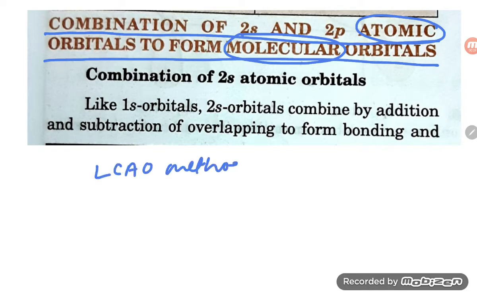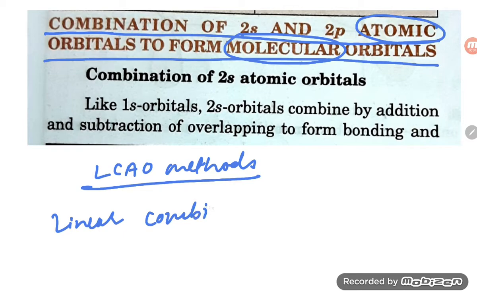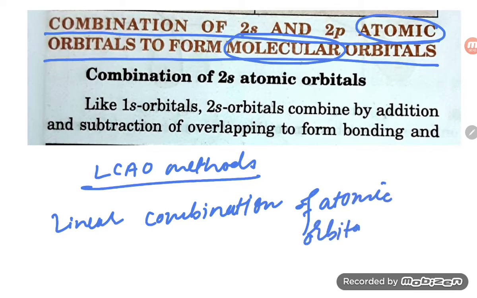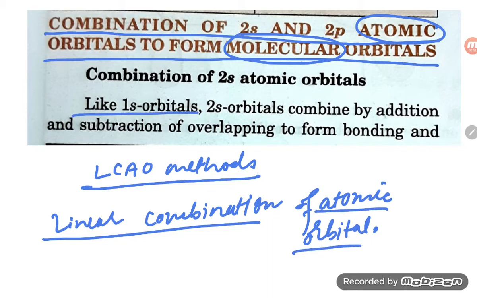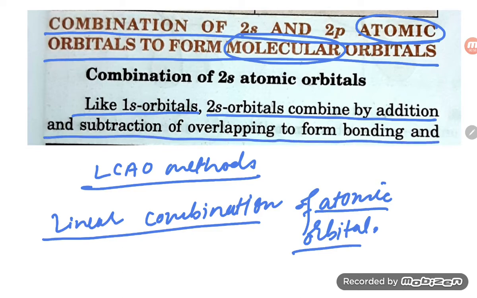The LCAO method, we know, students, is the linear combination of atomic orbitals. By this method we are going to combine the atomic orbitals to form molecular orbitals. So let us see, students, what we have. Like the 1s orbital and 2s orbital combine by addition and subtraction, overlapping to form bonding and anti-bonding molecular orbitals.